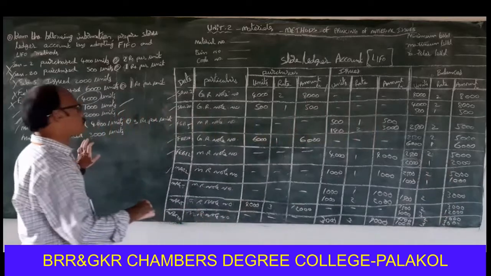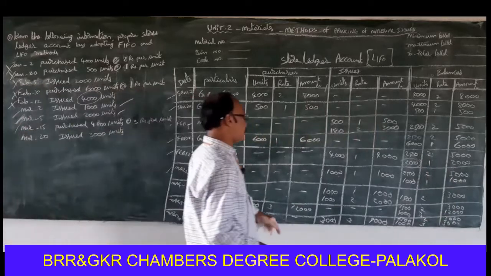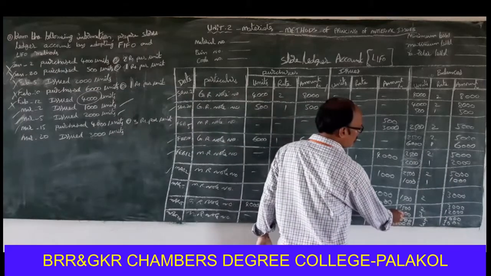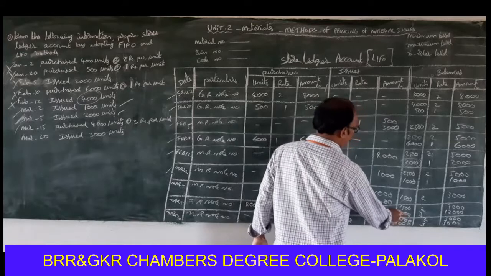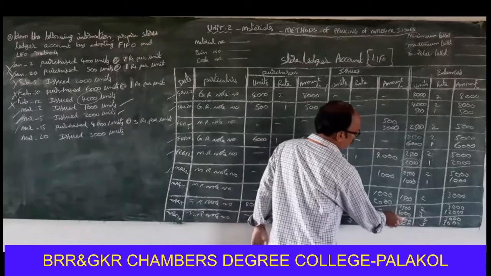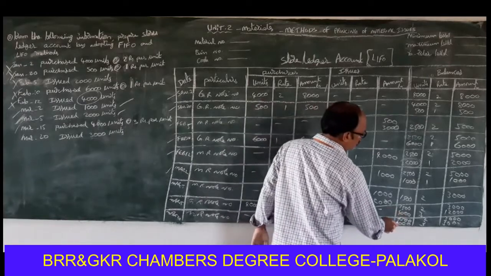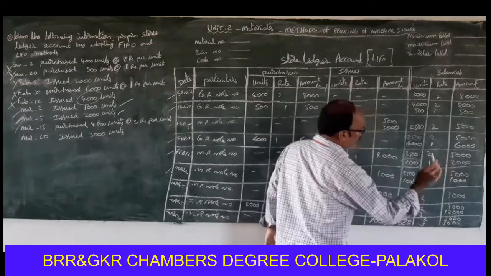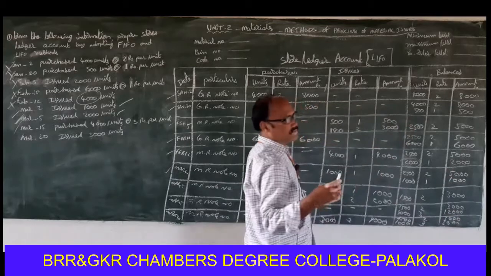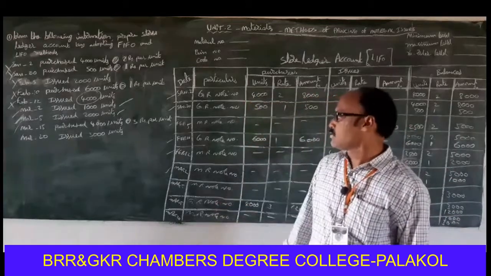Next one, issues 3,000 units. Issues means a material requisition note number. So the 3,000 units are released from this only, because it is the last in. 3,000 into 3, 9,000. So 4,000 minus 3,000 is 1,000 units at the rate of 3 rupees per unit, 3,000. So 6,000 rupees worth of closing stock is available as on March 20th.